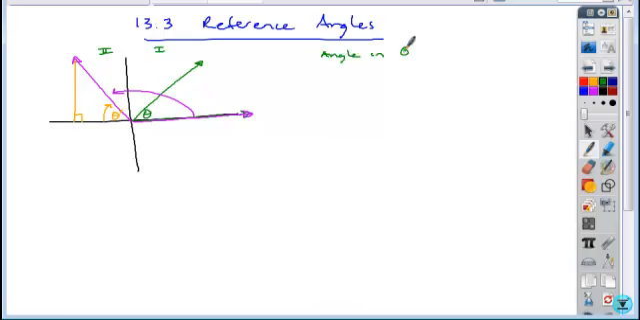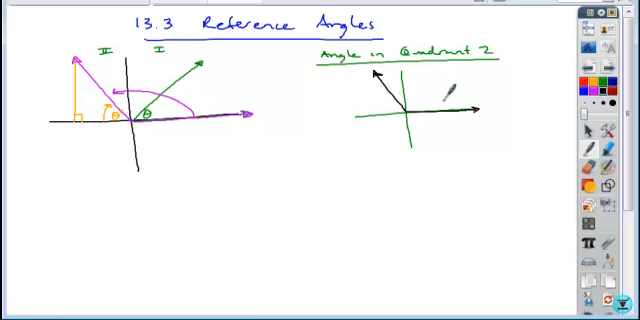An angle in quadrant 2. And I'll actually select an angle. We'll take a look at this. Okay, so if this angle is, let's say, 100 degrees, and I wanted to find the reference angle. So again, I draw my right triangle, vertical line to the x-axis. So here is the angle, what's called a reference angle.